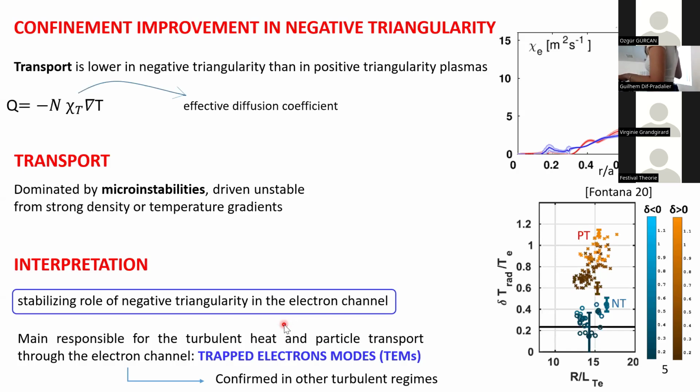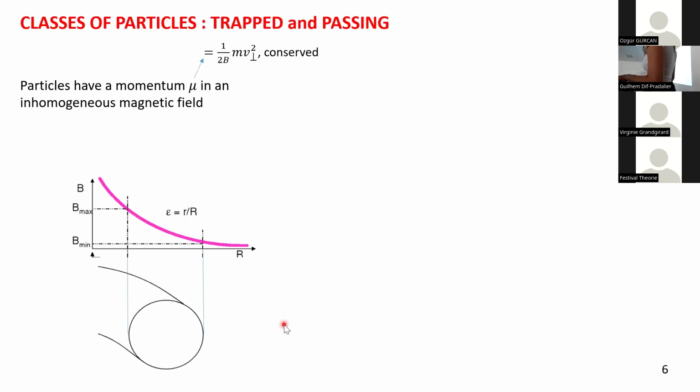In the electron channel, the main responsible for the heat and particle transport are trapped electron modes. Sorry for the jargon here. I will just introduce in the next slide what trapped electron modes are, so this will be much more clear in a few slides. We have to say that this situation has been confirmed also in other turbulent regimes, not just related to trapped electron modes, but here we will study trapped electron modes.